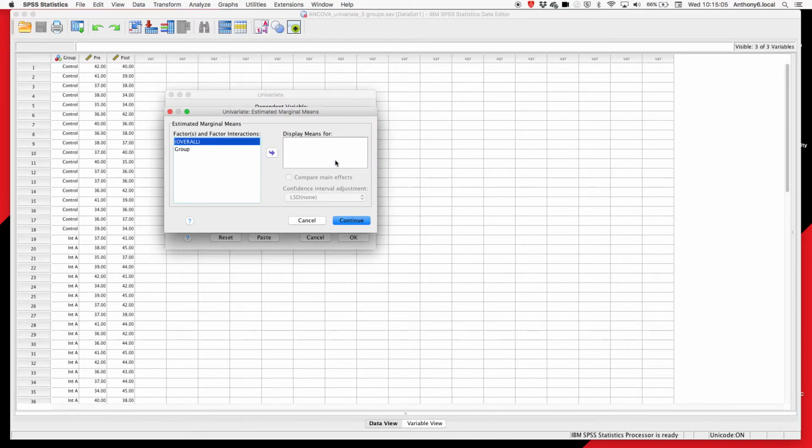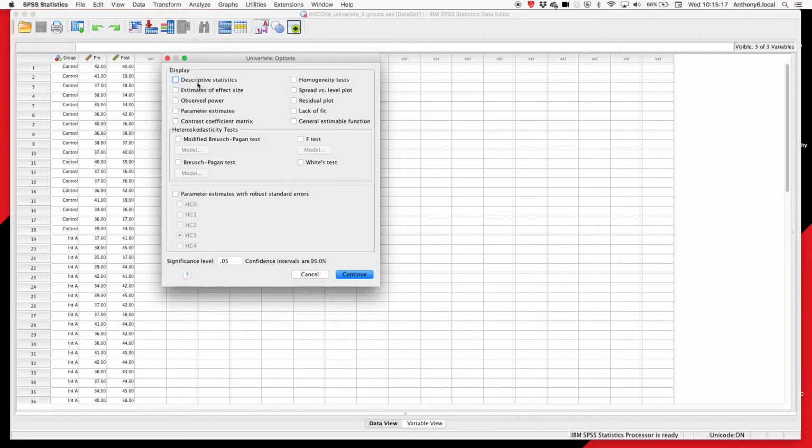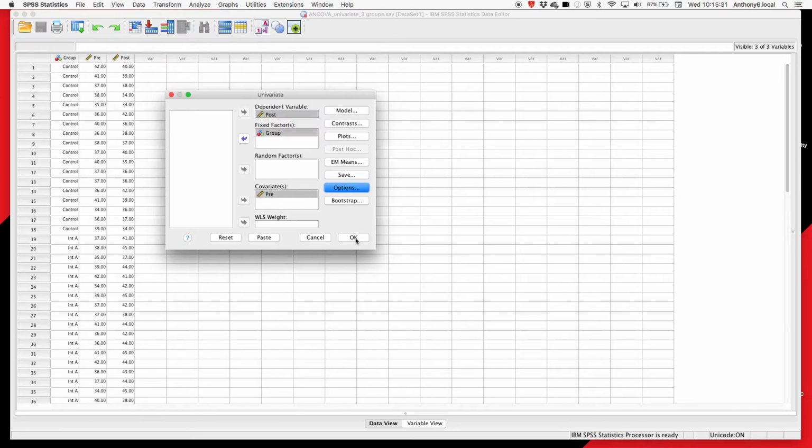Because we've got three groups, we are going to do some post hoc analysis, and we'll just do that using Bonferroni. Continue, and we'll get some descriptive statistics and look at the variance across groups, to make sure that they're all similar. And we'll just leave the significance level at the conventional alpha of 0.05. Press OK.